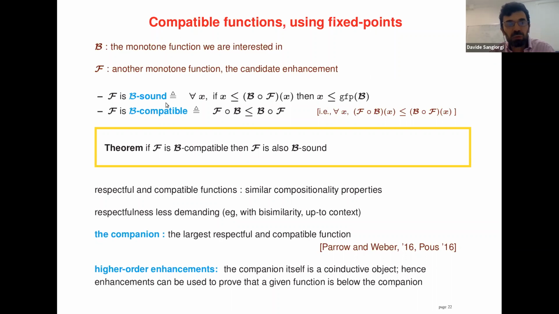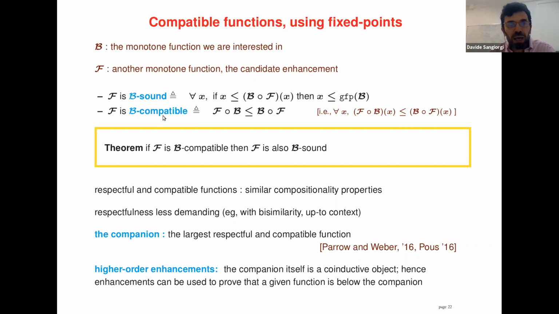What does it mean to be sound for B? It means that if a point X is below B of F of X, then X is indeed below the greatest fixed point of B. X being below the greatest fixed point of B is what we are interested in proving. Without the enhancement, we would have to show that X is a postfix point. Here we can get a little bit of help from F. This is the idea. And this notion of soundness in the setting of bisimilarity is exactly the notion of soundness that I had mentioned before.